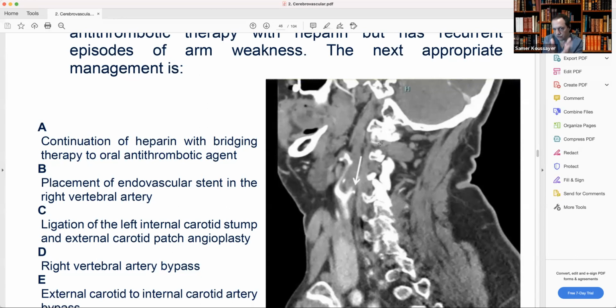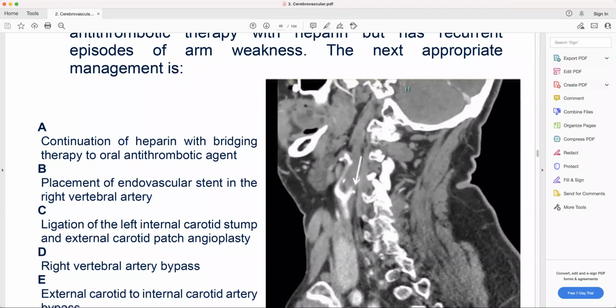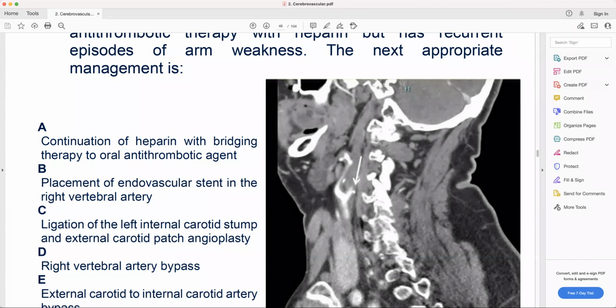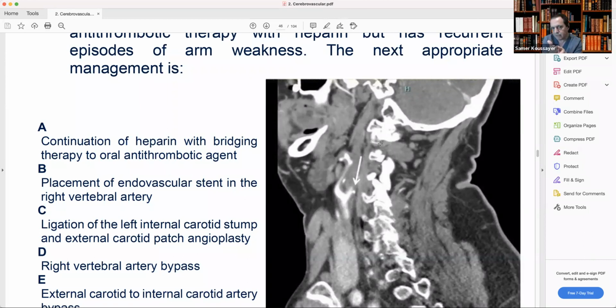And if there's any problem in the external, you fix it, because now the external is the source of your TIAs. Now the external is important. Because you're getting TIAs, that means you have good collaterals, that means the external is important now because it gives collateral to the brain. Because if there's no collateral to the brain, then he doesn't get TIAs. So two things: the external is important because it's giving blood supply to the brain through the collaterals, and if there's any problem, it's not enough just to ligate the stump. If there's any stenosis in the external, you have to fix it also. All right?